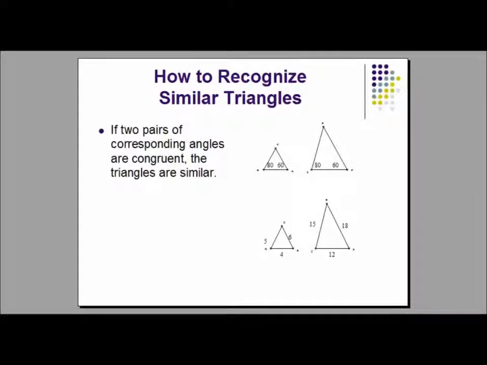How to recognize similar triangles. If two pairs of corresponding angles are congruent, the triangles are similar. Notice the two triangles on the right. Each triangle has an angle of 80 degrees. Those are the corresponding angles, and each triangle also has angles of 60 degrees. Because two pairs of corresponding angles are congruent, the triangles are similar.